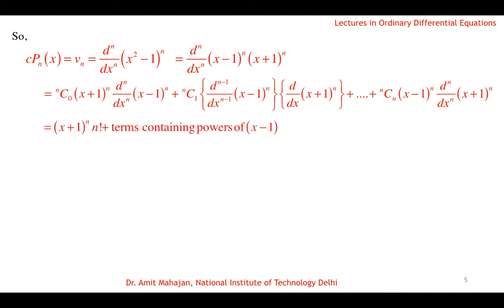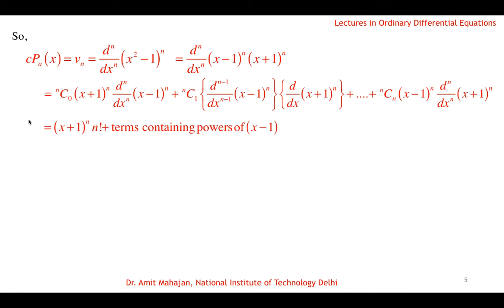So we can simply write that nC0 is 1, so it is (x+1)^n times n factorial. So this first term is (x+1)^n times n factorial, and for the rest of the terms, we can write the terms containing powers of (x-1). Okay, so we just want to calculate this constant.